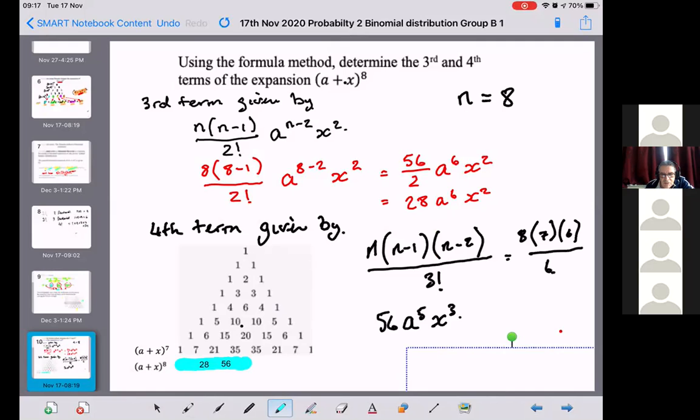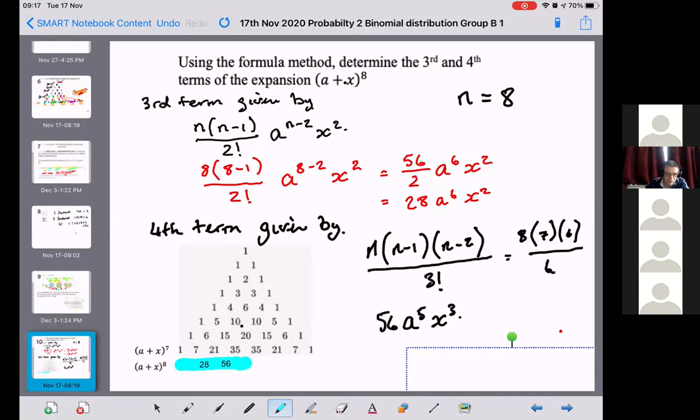I believe in the assignment problem around this teaching that I'm doing today, I've given the option to use either the formula or the Pascal's triangle method when you need to find an expansion. So the choice there will be yours.